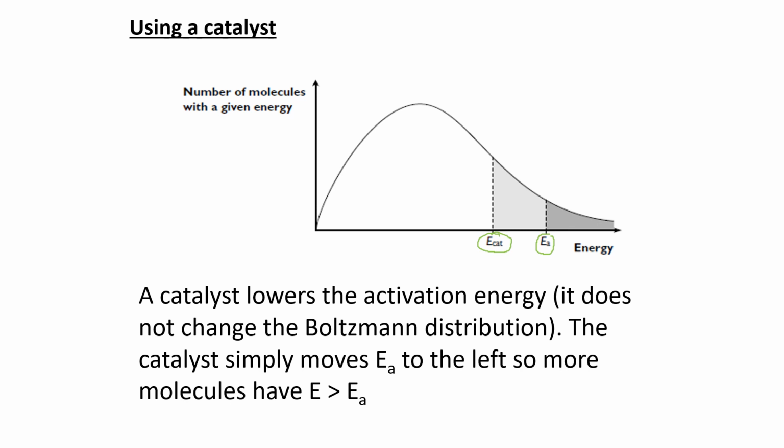So you need to be able to draw a Boltzmann distribution curve, give a very brief explanation as to what it is, and then show how it changes for temperature and how the activation energy changes for when you add a catalyst. Okay.